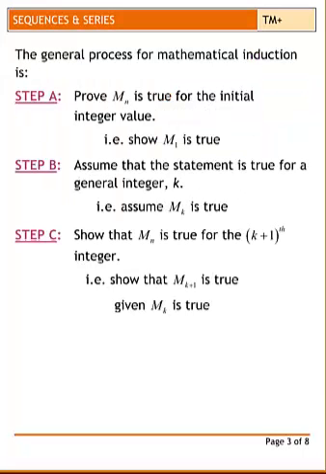Now the general process for mathematical induction is: Step A, prove Mn is true for the initial integer value, i.e. show that M1 is true. Step B, assume that the statement is true for a general integer k, so assume Mk is true. Step C, show that Mn is true for the k plus 1th integer, so show that Mk plus 1 is true given that Mk is true.